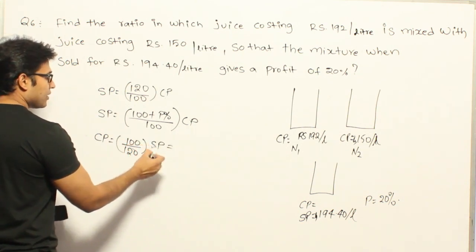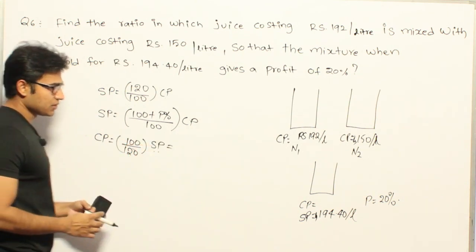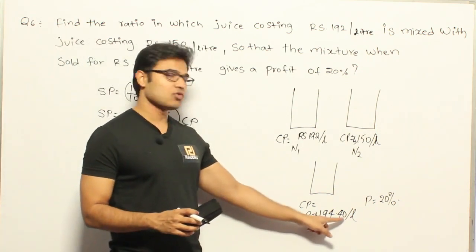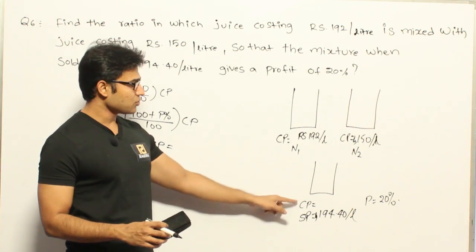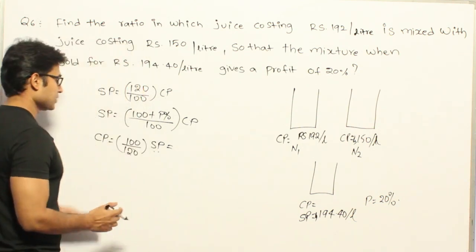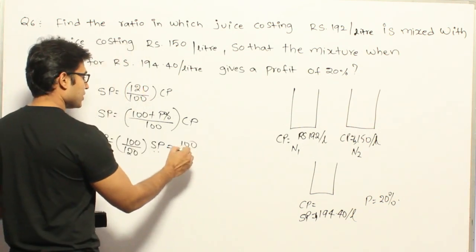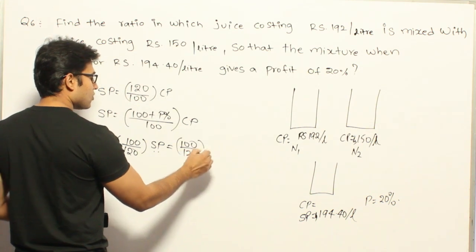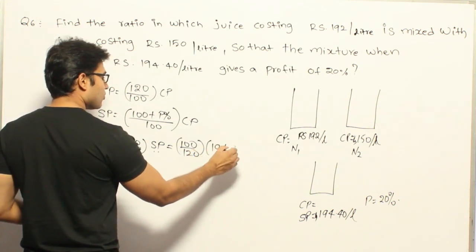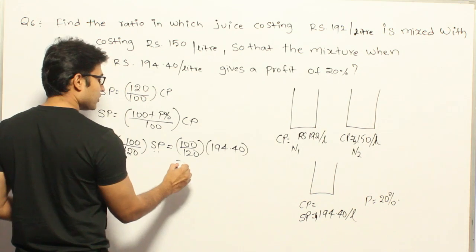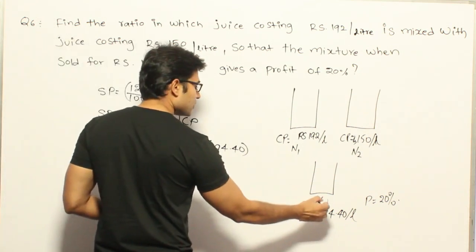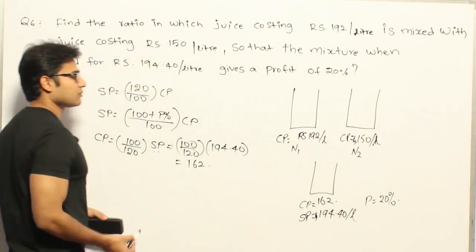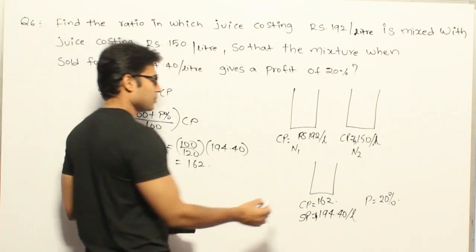Now they are saying that when we sell the juice at 194.4 rupees, then we are making a profit of 20%. Then what should have been this cost price? So it is 100 by 120 into 194.40. If you compute it, you are going to get 162. Got it? So you are going to get 162 here. Right, it is rupees per liter.